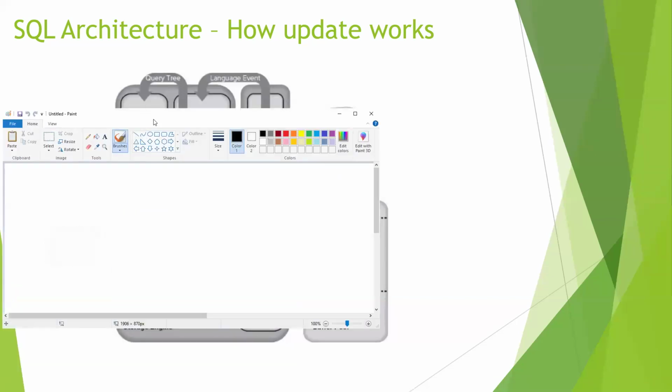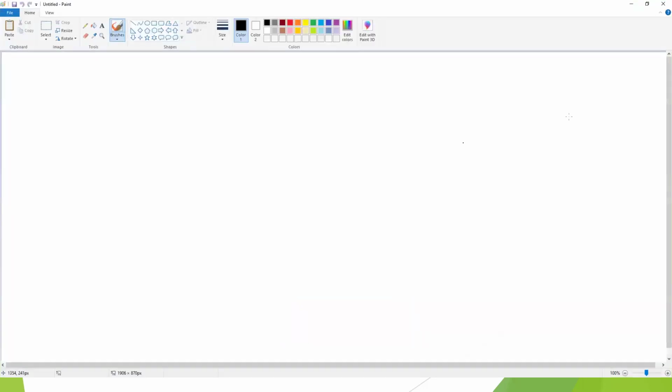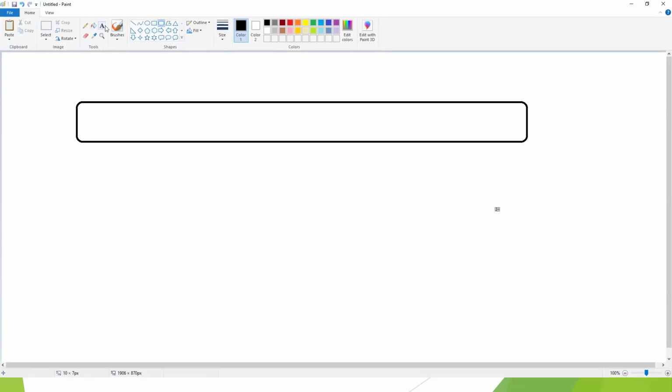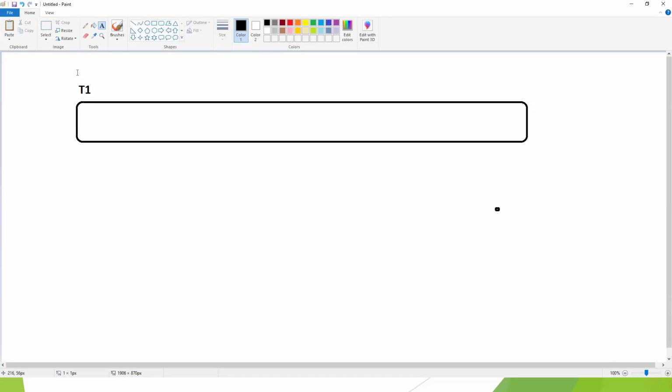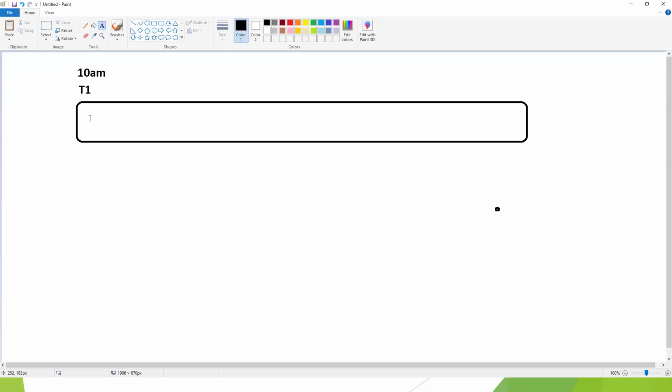That is correct, absolutely correct, whatever you mentioned. Let's consider a scenario. Let's take a transaction T1, and consider that T1 started at 10 a.m. and there are some modifications. I'm talking only about modifications, because the checkpoint considers a page dirty only if there is a DML operation.